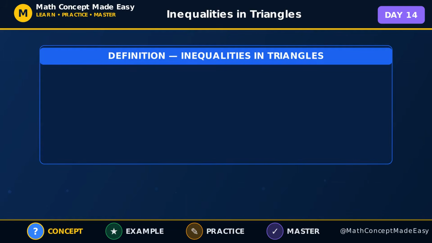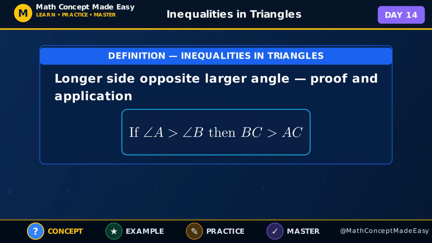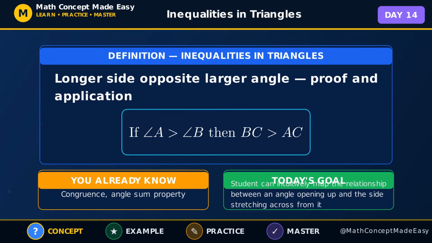Now we are ready to say this precisely, the way mathematicians do. Here is our focus for today: longer side opposite larger angle, proof and application. In symbols, we write it as: if angle A is strictly greater than angle B, then the side opposite angle A is longer than the side opposite angle B. Every word of that definition matters, so read it slowly. You already know congruence and the angle sum property. This definition simply builds on those familiar ideas.